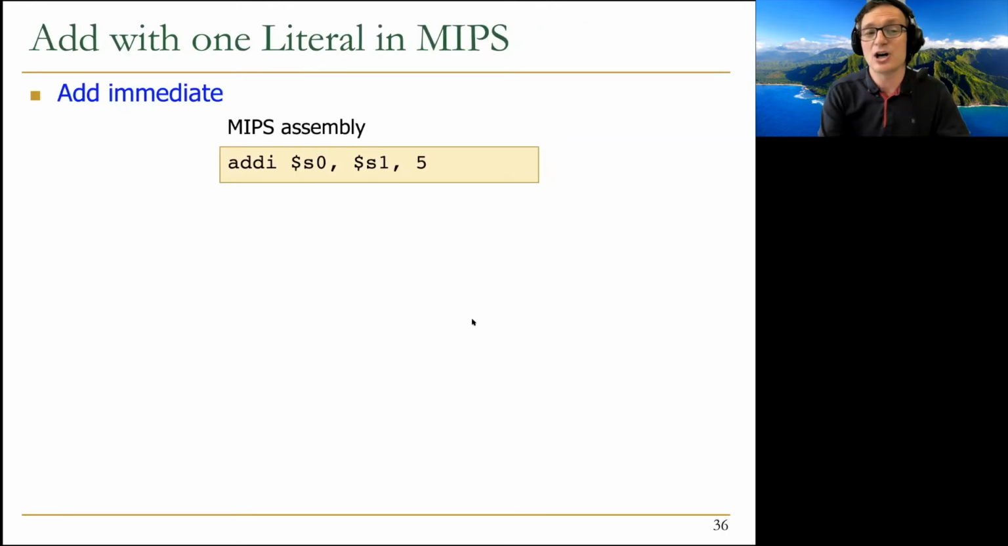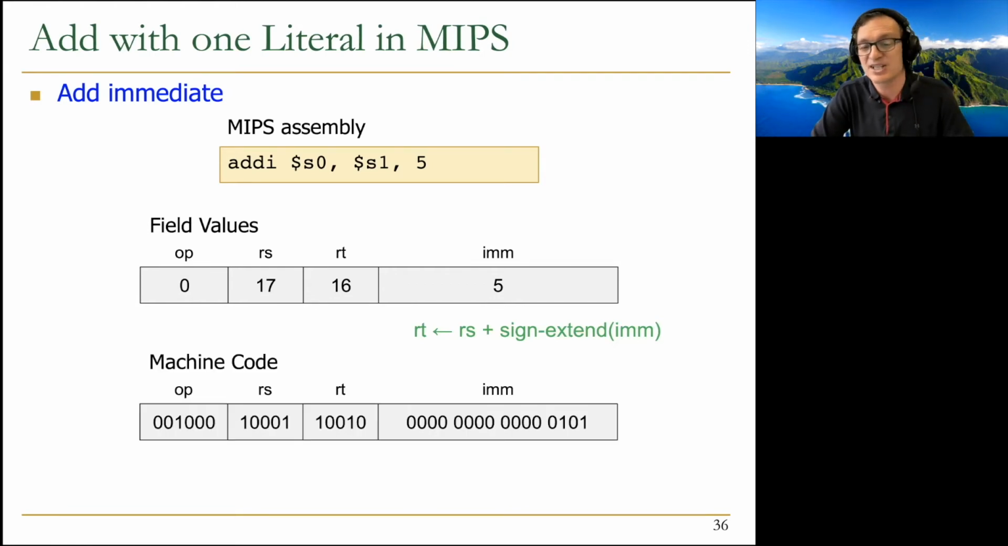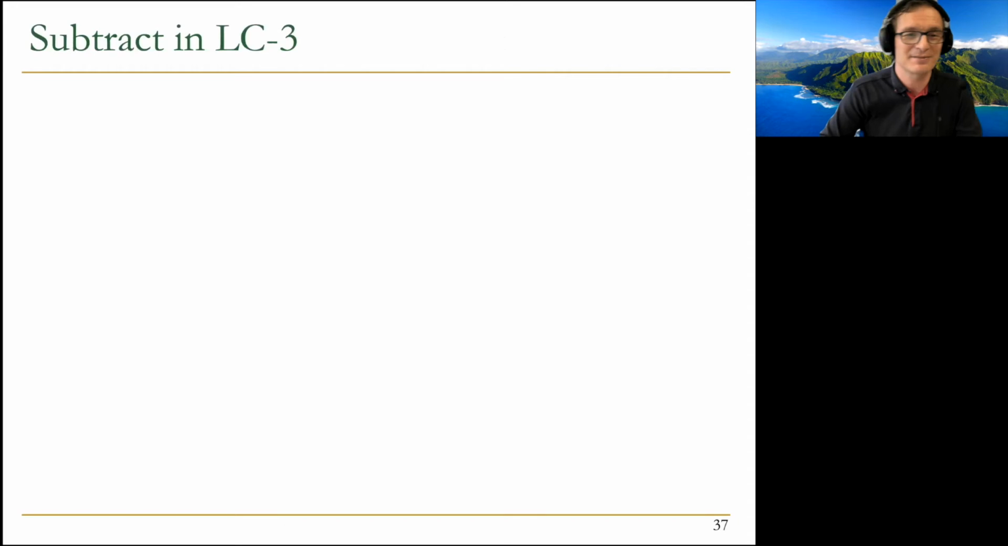So a MIPS assembly of add immediate looks like this. It basically says add the value in register S1 to this immediate 5 that's stored in the instruction and store it into S0. That's the idea. And again, this is sign extended. You basically store a 16-bit value and sign extend to 32 bits because remember the word length in MIPS is 32 bits, right? And the machine code looks like this, and you can convince yourself that that's hopefully true.